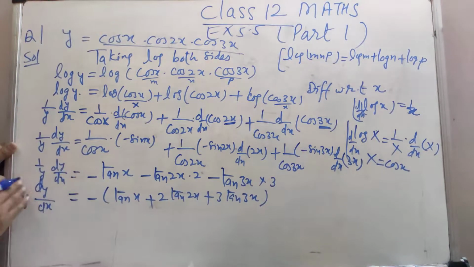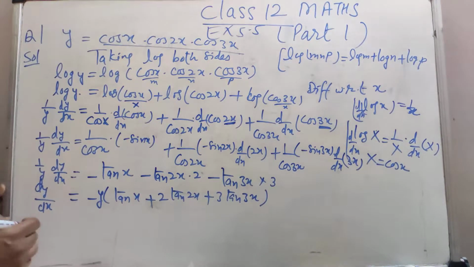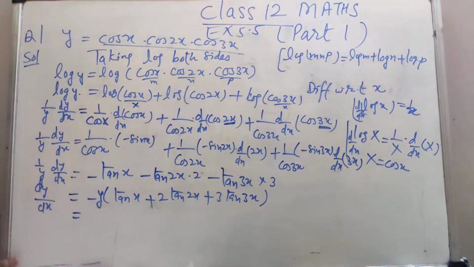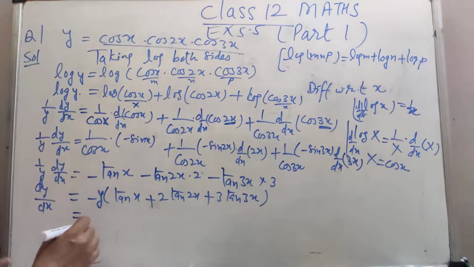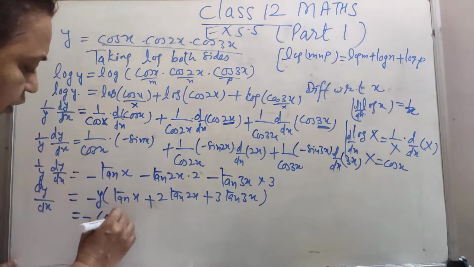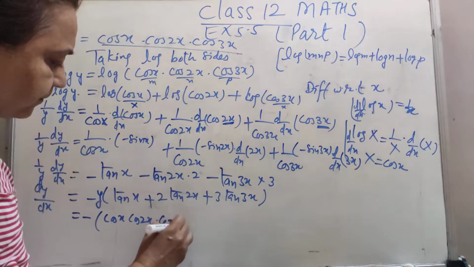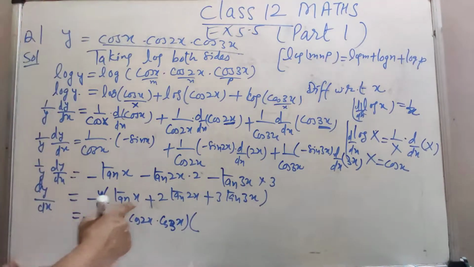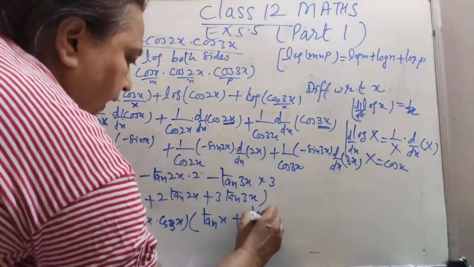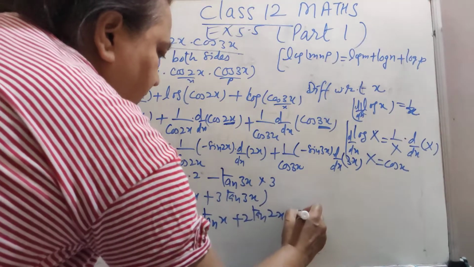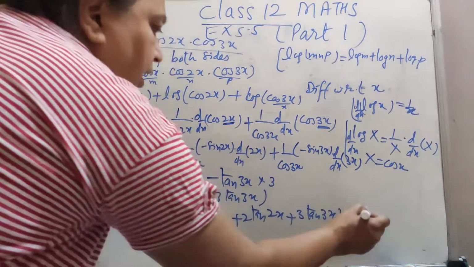Now the last step is to take y this side. So I will take y this side, so it will become minus y. Now the last step is put the value of y. What is y? That is cos x cos 2x into cos 3x. So dy/dx is minus cos x cos 2x into cos 3x, and the next bracket, the whole thing, tan x plus 2 tan 2x plus 3 tan 3x. This is your answer.